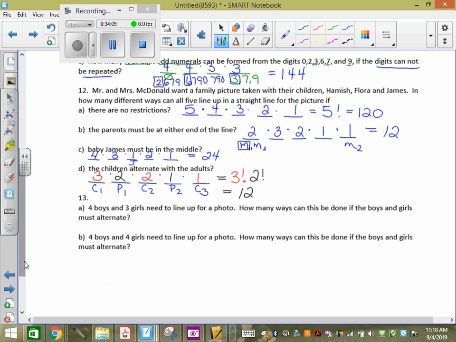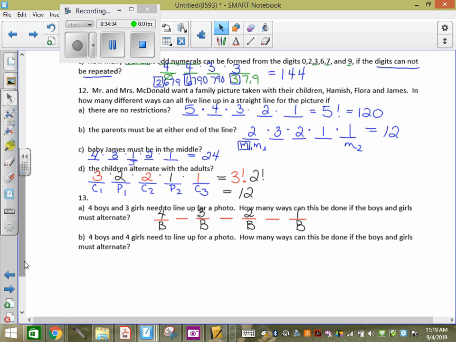Number 13, we have 4 boys and 3 girls need to line up for a photo. Good one. Photo. 1, 2, 3, 4, 5, 6, 7. How many ways can this be done if the boys and girls must alternate? Well, the only way the boys and girls can alternate is if I start off with boys. So I have 4 boys. Now I only have 3 left. Then 2. Then 1. And then girls.